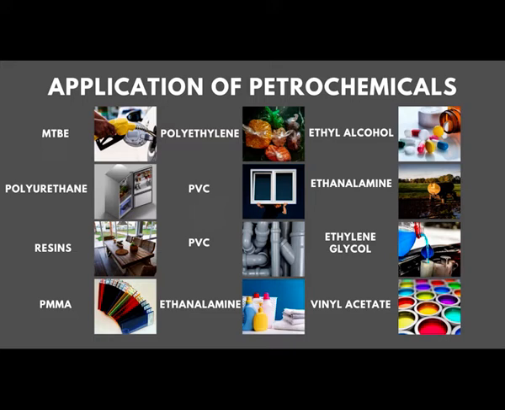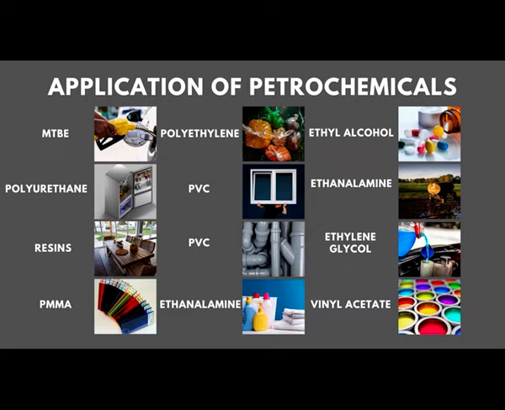Polyurethane is widely used as an insulation material in air conditioners, fridges, etc. Then different kinds of petrochemical resins are used in fabricating wooden furniture. Then polymethyl methacrylate is used for manufacturing transparent plastic sheets. Then polyethylene, which is quite commonly used by common people for carrying food items. It can be either LDPE, low density polyethylene, or HDPE, high density polyethylene. Then PVC. PVC stands for polyvinyl chloride.